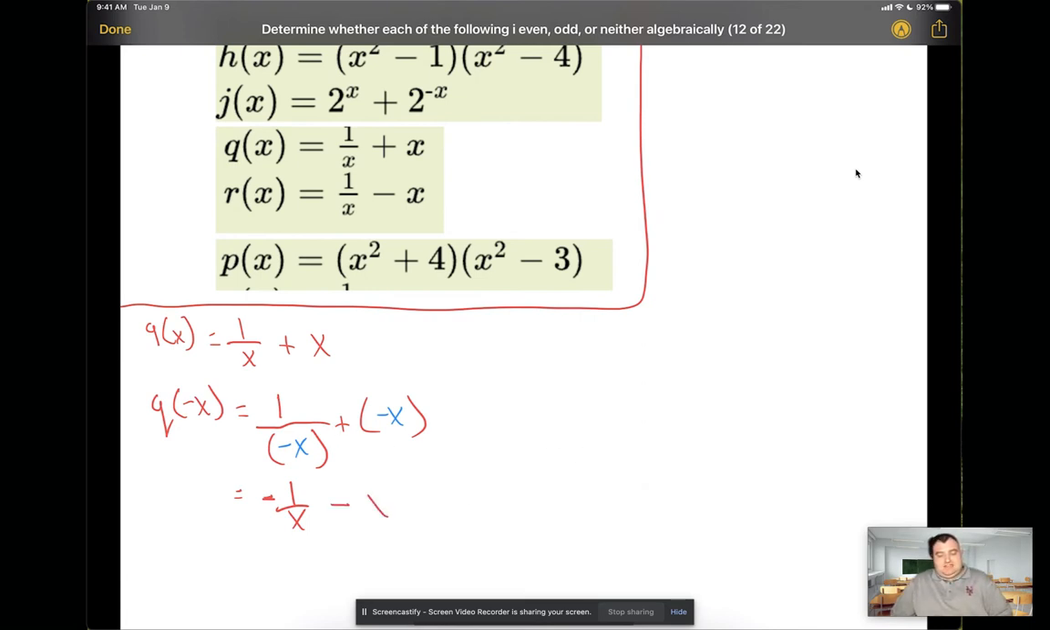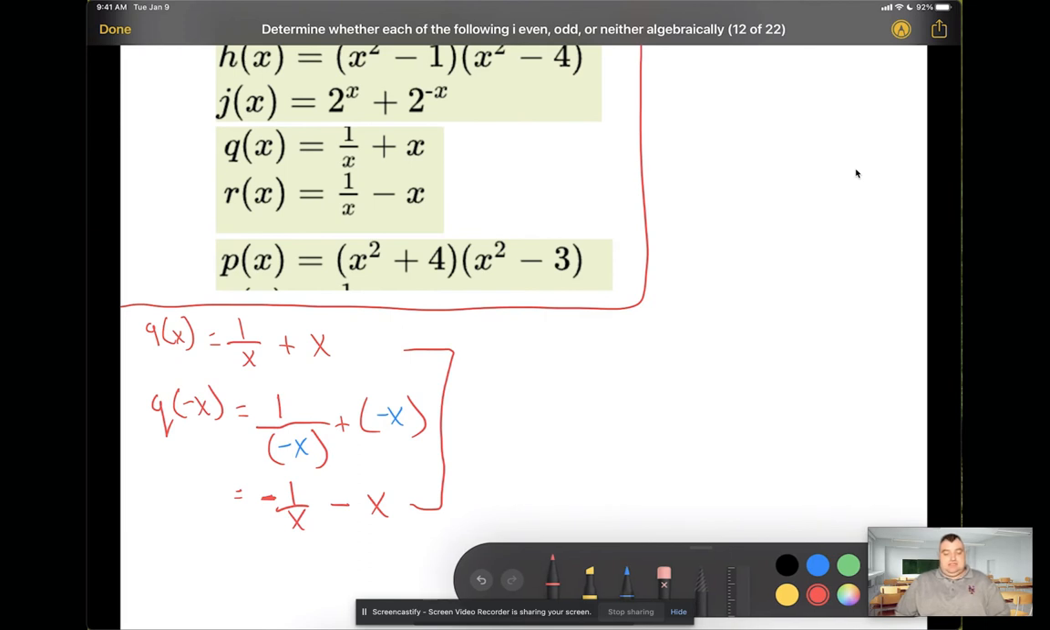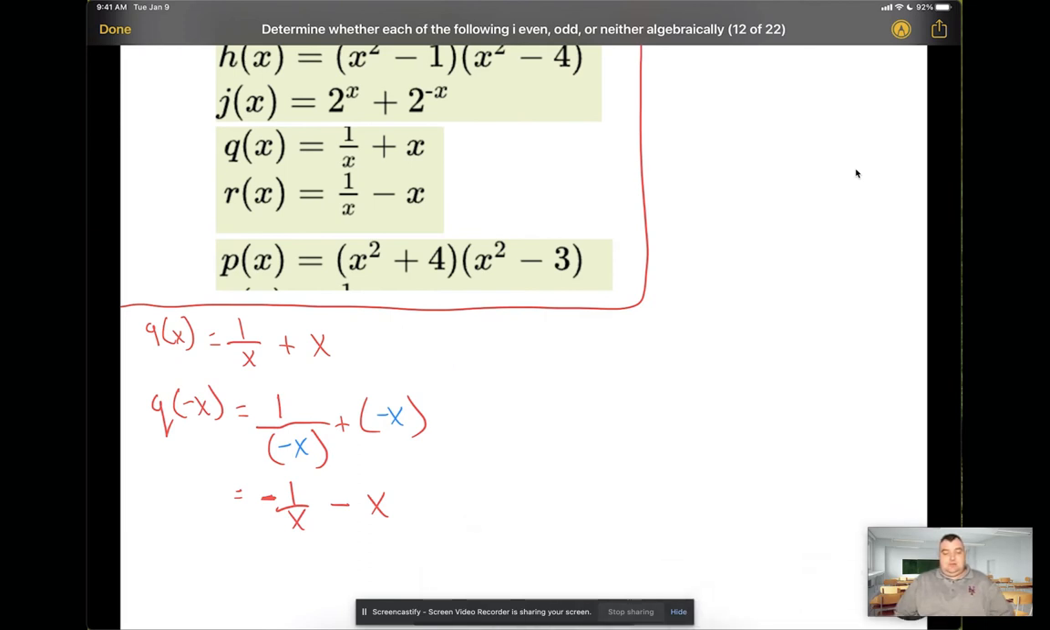Plus negative x is the same as minus x. So Q of negative x is equal to negative 1 over x minus x. Well, if I compare this to the original function, obviously it's not the same thing. So this is not even. So we know it is not even.